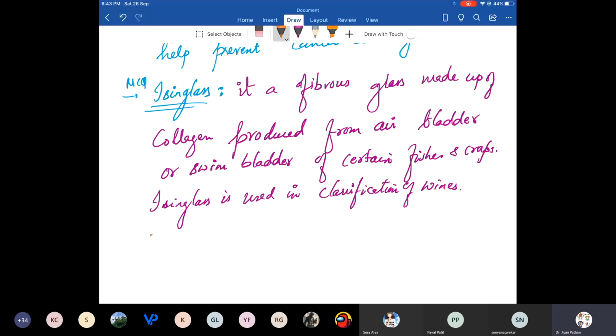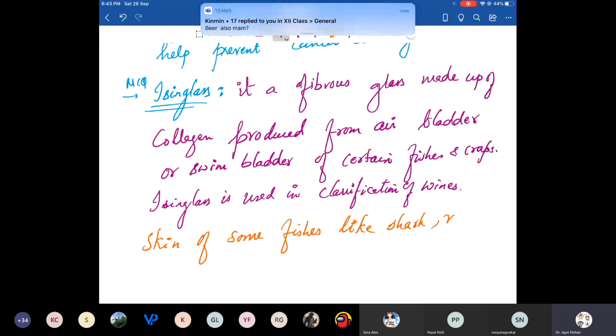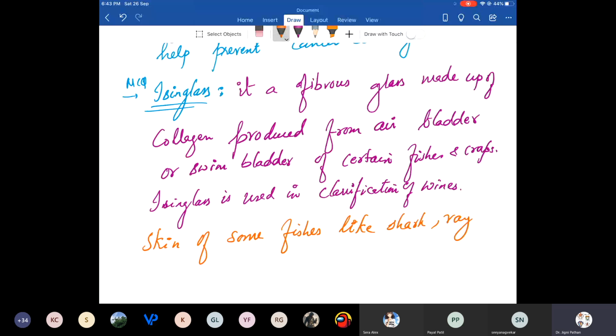Skin of some fishes like shark, ray. Yes, beer, wines they usually use. Mostly they use in wines. Ray skins are used for covering card cases, jewel boxes, etc.